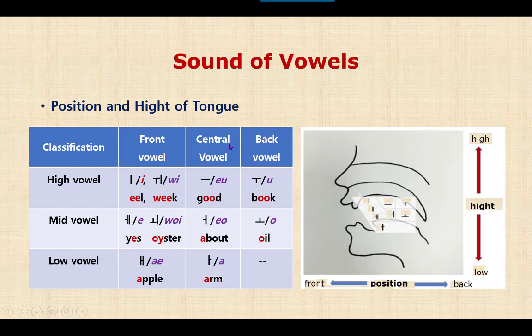And the central vowel is a. The tongue is in the central vowel, high center, like good. If you say good, the sound is made in the high central position. Now you know what I mean, what I'm explaining. In these diagrams, this one is back and high, like book. I say book. Ooh sound. The sound comes from the high back position.